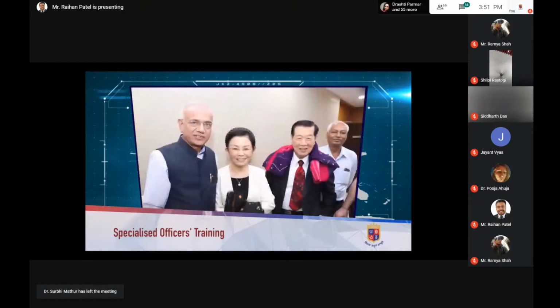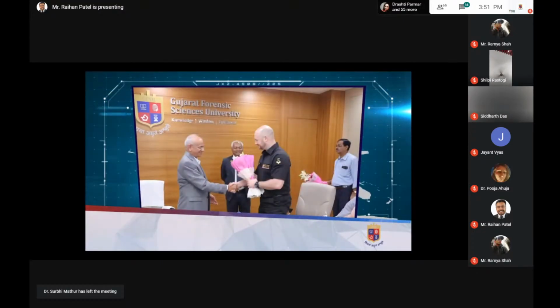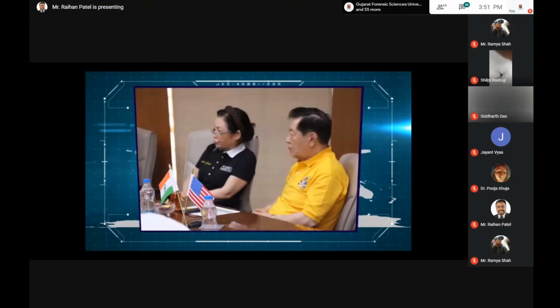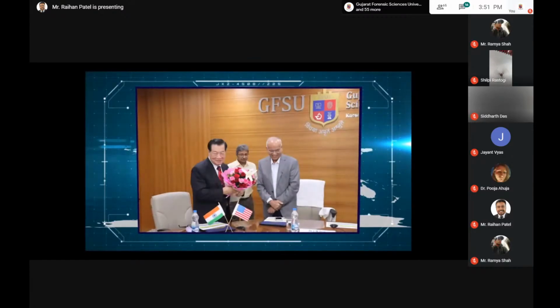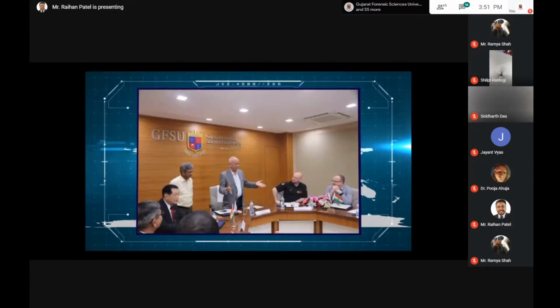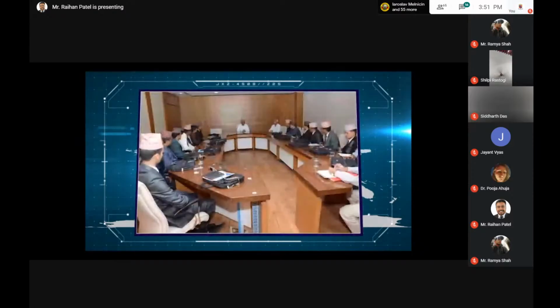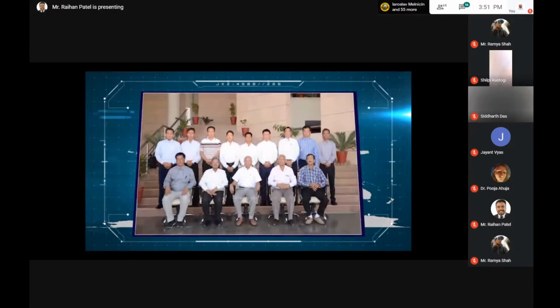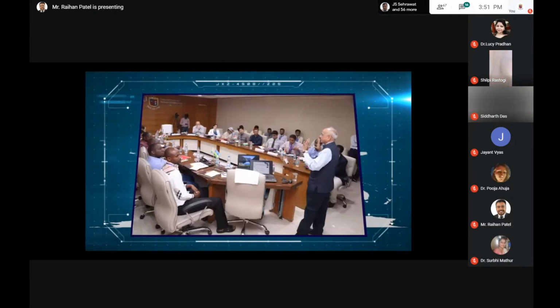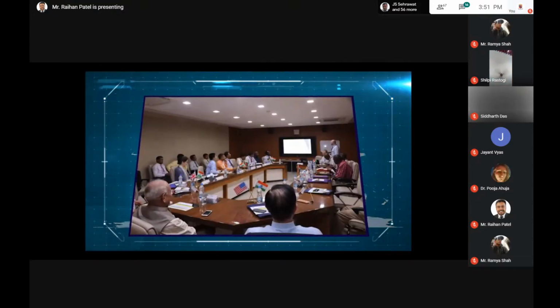Besides education and research, the university is also engaged in imparting training to officers of law enforcement agencies of the world, like Bangladesh, Nepal, Maldives, Myanmar, Rwanda, Mozambique, Ethiopia, and others.